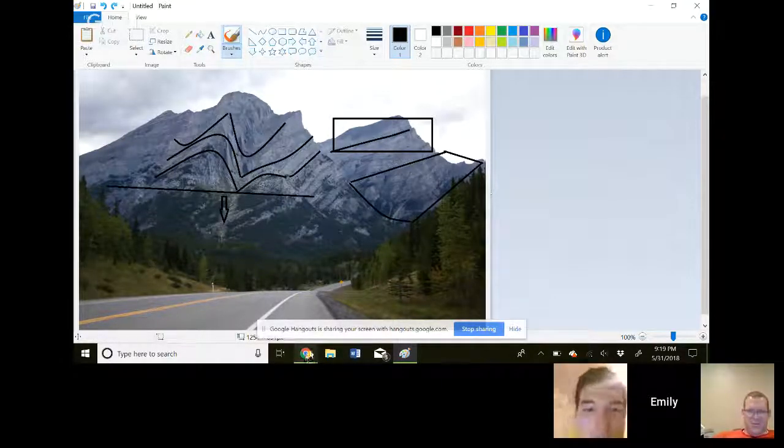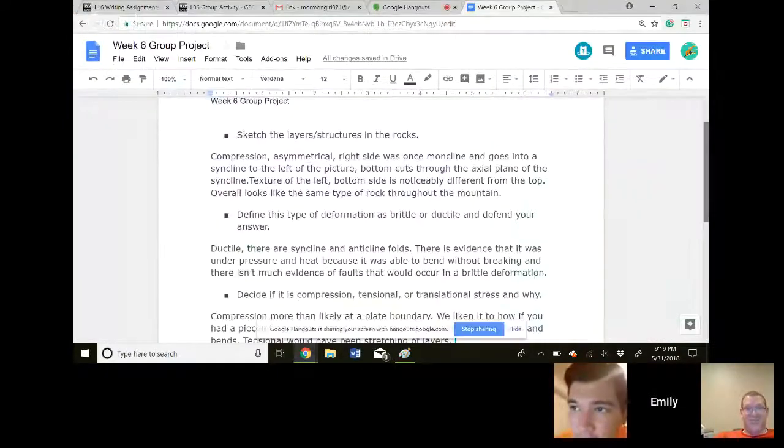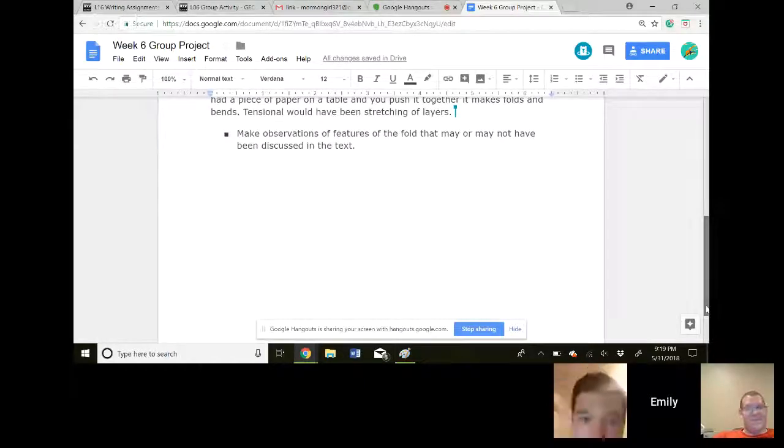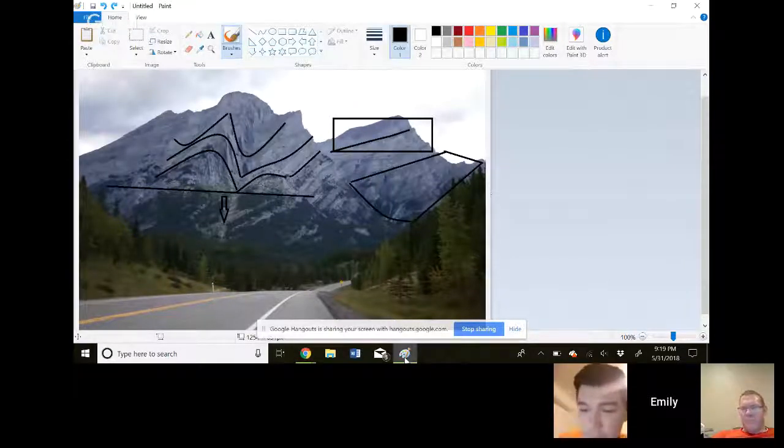All right. So next is make observations of features of the fold that may or may not have been discussed in the text. Well, we kind of already discussed a lot of the features. We have these here that are moving up and down, and the syncline and the anticline. And possibly a monocline. I'm still not positive about it, but it does have a hint of that for sure.